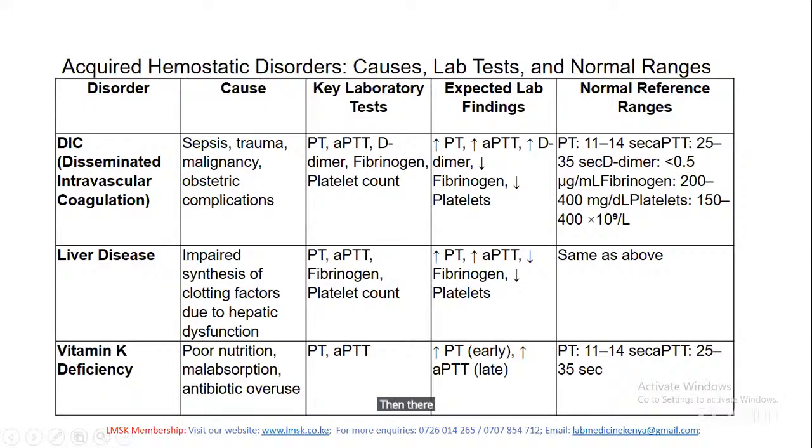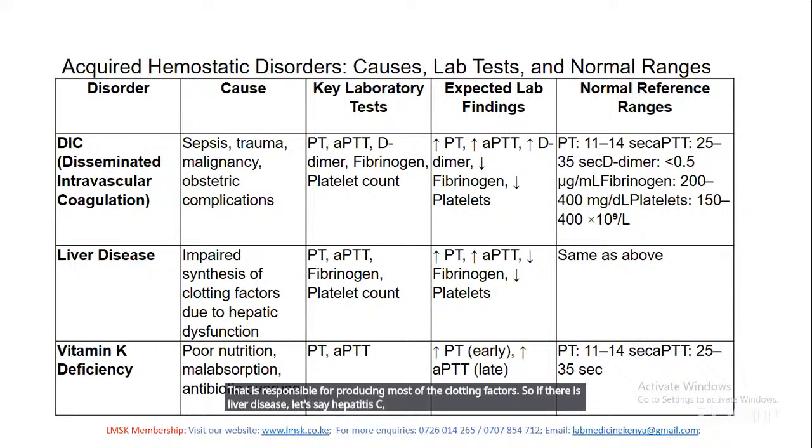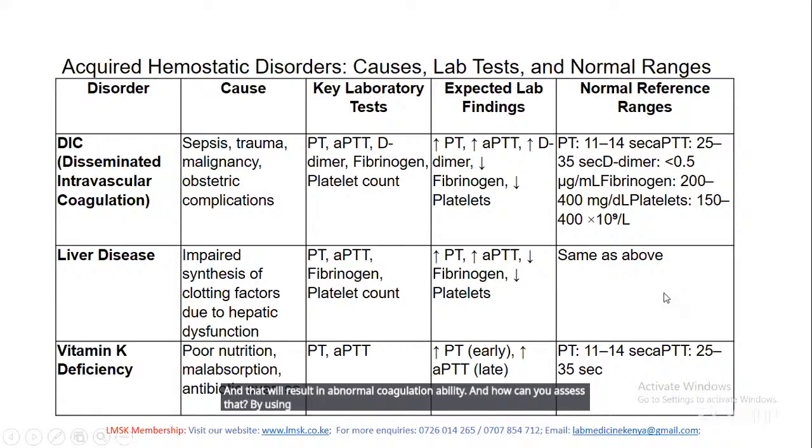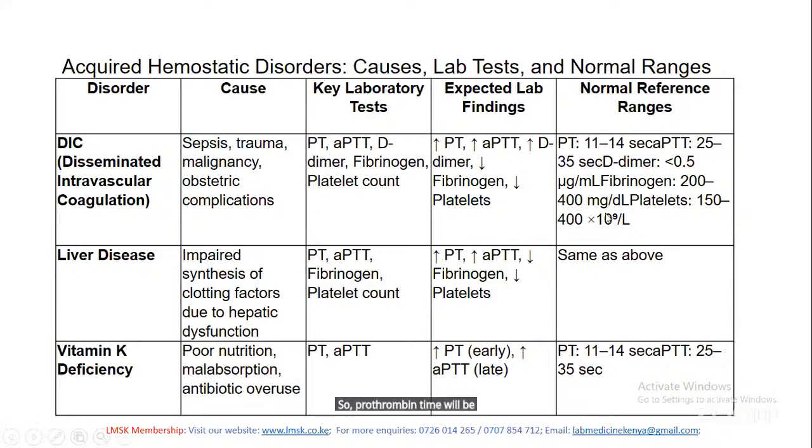Then there is the liver disease. We've just said that it is the liver that is responsible for producing most of the clotting factors. So if there is liver disease, let's say hepatitis C, hepatitis B, causing liver cirrhosis and the rest, then the ability of the liver to express these molecules will be affected. And that will result in abnormal coagulation ability. And how can you assess that? By using the screening tests, including fibrinogen level determination. So prothrombin time will be raised, APTT raised, fibrinogen reduced, and even platelet counts reduced.